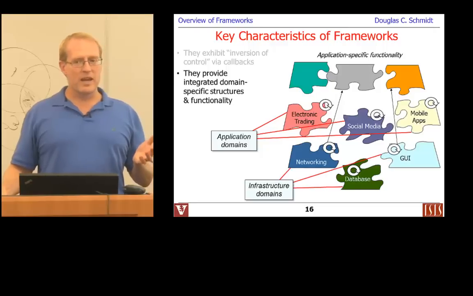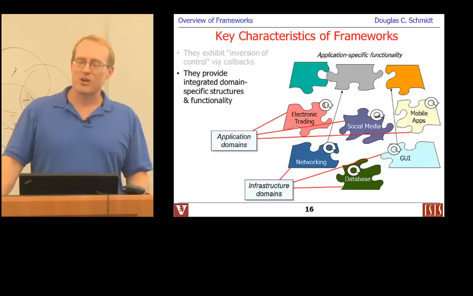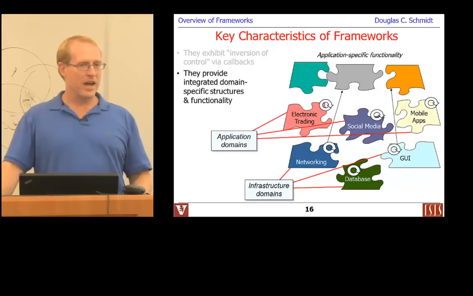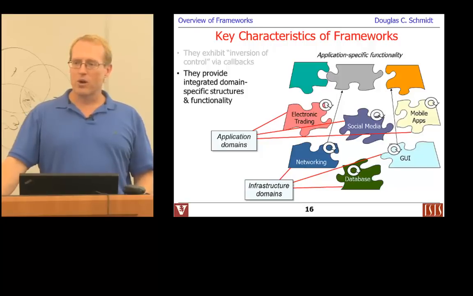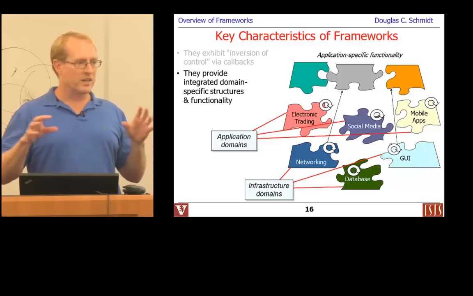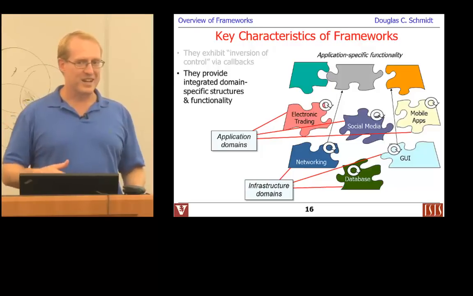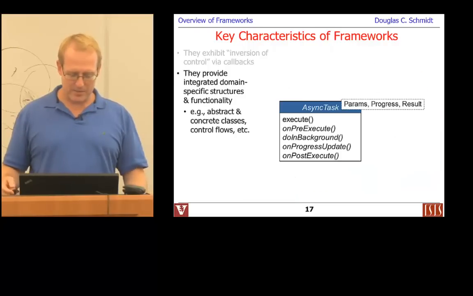There are other kinds of domains as well, and Android has these too. These are more infrastructure-oriented domains, so things like database access, database management, networking, user interface interactions. Those are more infrastructure types of things. They're usable in a broad spectrum of domains, but they are also frameworks in that context because they own the event loop. They have the thread of control. They do things that are relevant for things in that particular domain.